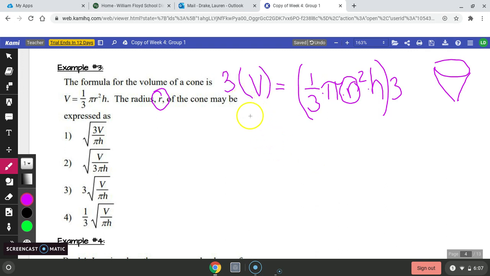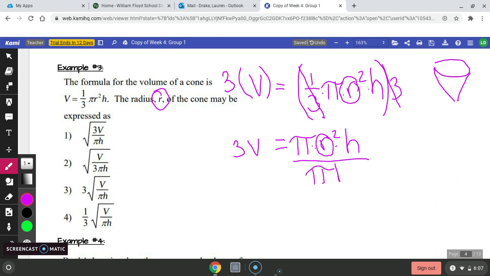What is 3 times v? 3v. And then the 1/3 and the 3 cancel. And I'm left with pi r squared h, which is, again, very similar to the question before. Okay, still trying to get r by itself. So now I want to undo the rest of the multiplication. Remember, there is really multiplication here and here. So I'm going to undo that multiplication by dividing both sides by pi and h. So those cancel. And I have to divide the left by pi h as well.